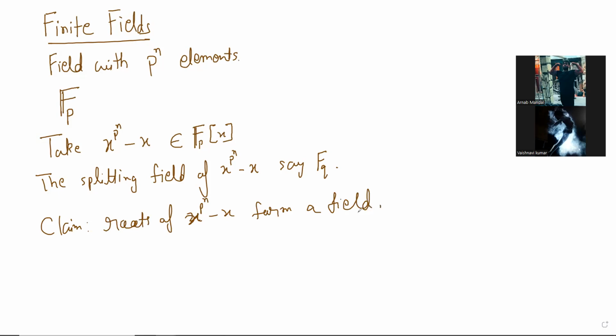This you can just prove easily. And the roots themselves form a field. Because you know all those identities, right? That if alpha is a root and beta is a root, you want to say this is also a root.